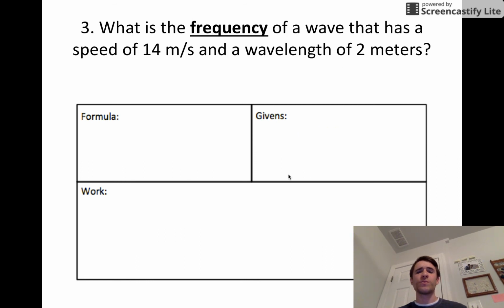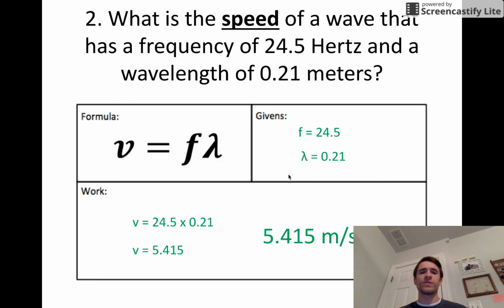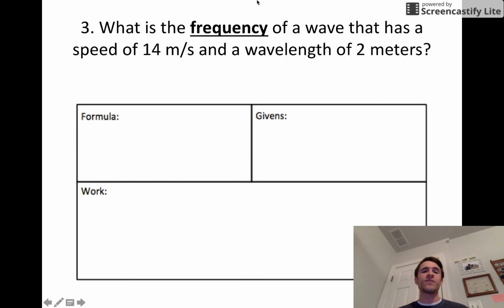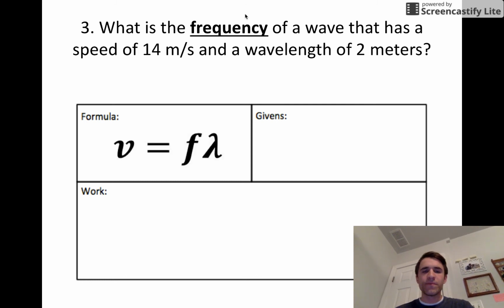This one says, what is the frequency of a wave that has a speed of 14 meters per second and a wavelength of 2 meters? Okay, so what's different about this question than the previous question? The previous two questions were looking for speed. This one's looking for frequency, so keep that in mind. It's going to be a little bit different. The formula is the same, though. The formula is still V equals F times lambda.